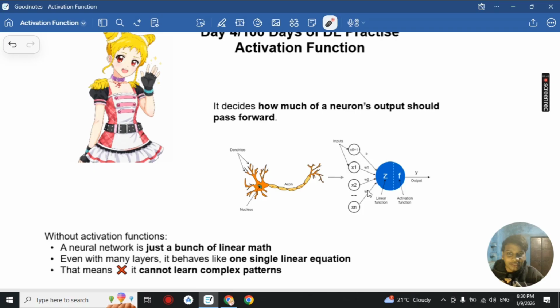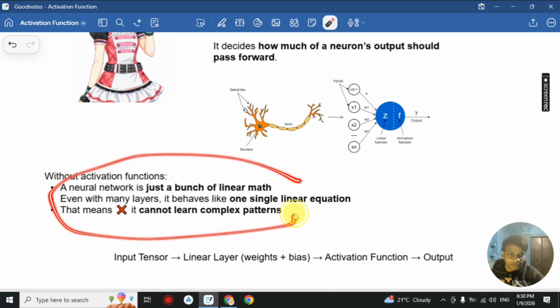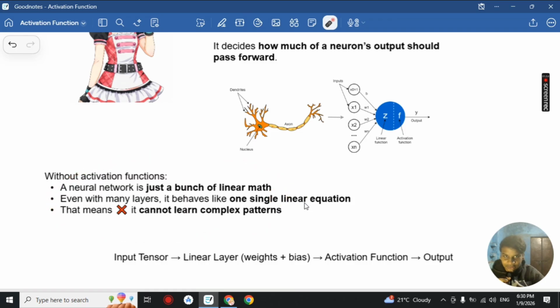Without an activation function, a neural network is just a bunch of linear mathematics. Since the artificial neural network is based on mathematics, we are basically stacking mathematical functions, so it can't solve an XOR problem or a non-linear problem. That's why we use an activation function, just like our biological neuron.